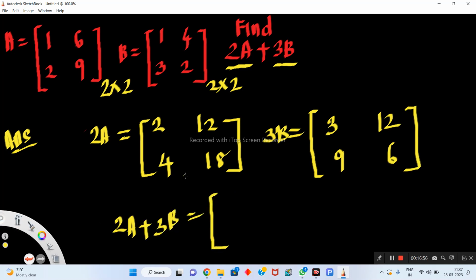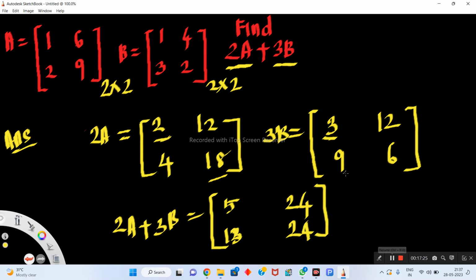If I add both matrices, I'll get 2A plus 3B. This is 2A, here it is 2 and here it is 3. 2 plus 3 is 5. Here it is 12 and here it is 12. 12 plus 12 is 24. Here it is 4 and here it is 9. 9 plus 4 is 13. Here it is 18 and here it is 6. 18 plus 6 is 24. This is the answer of 2A plus 3B. In this way we can find the sum of matrices.